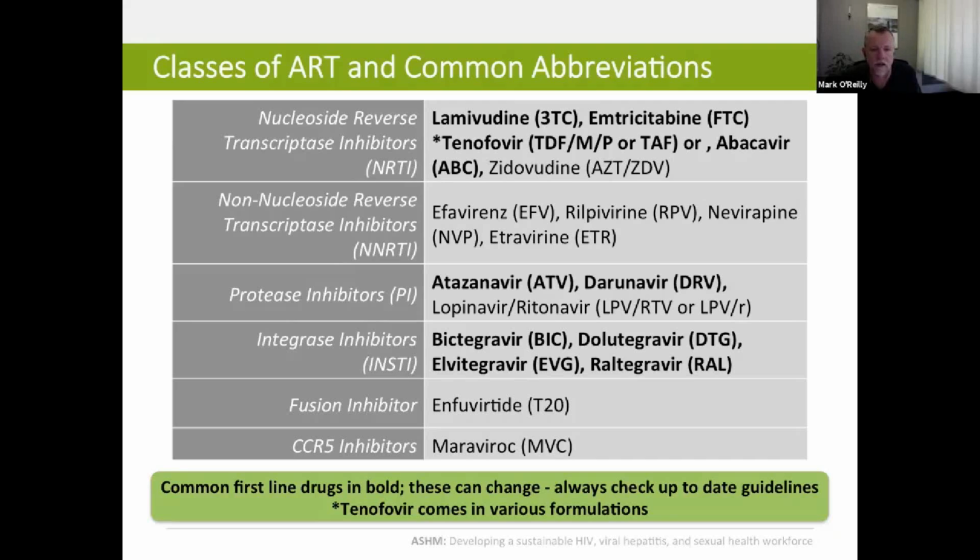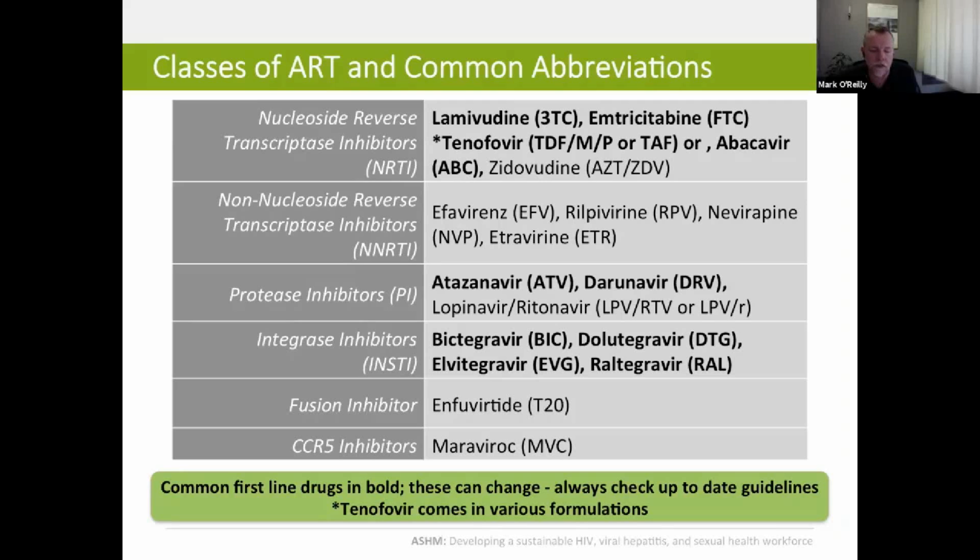Protease inhibitors, common protease inhibitors include atazanavir and darunavir. Previously, we used a single pill combination of lopinavir, ritonavir, or Kaletra. Very uncommon to use that now. One of the newer classes of drugs which has gained significant popularity in the last decade are the integrase inhibitors. So common integrase inhibitors are bictegravir, dolutegravir, elvitegravir, and raltegravir, and we'll talk about each of those individually shortly.